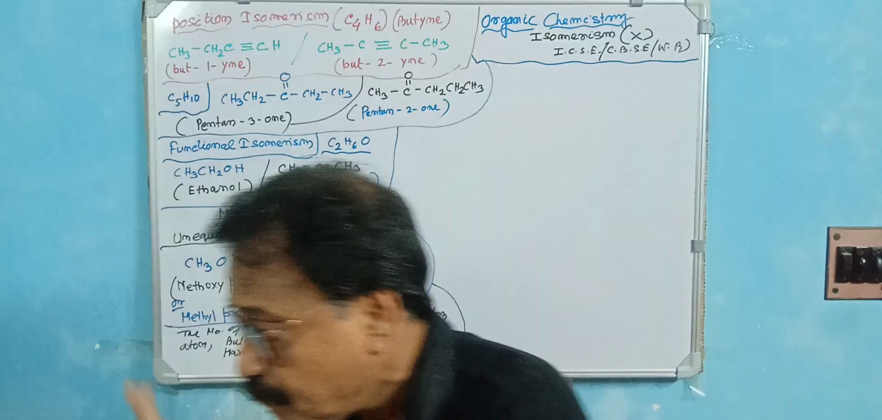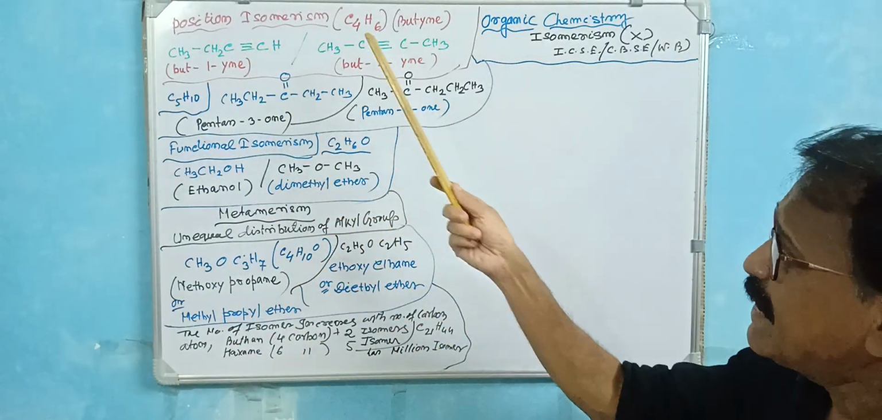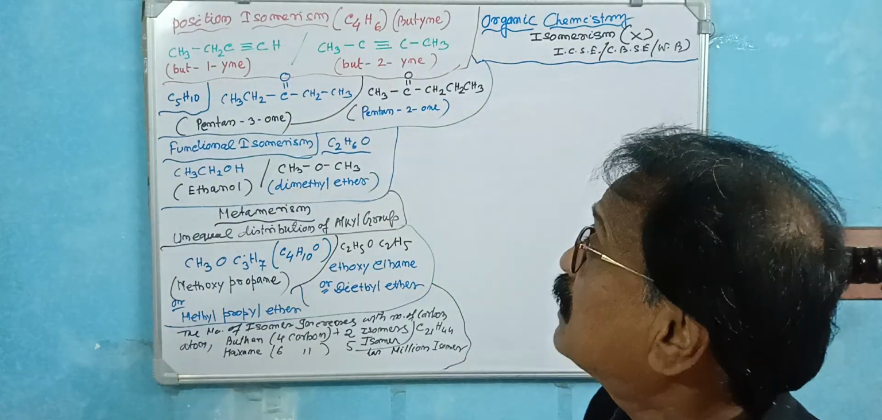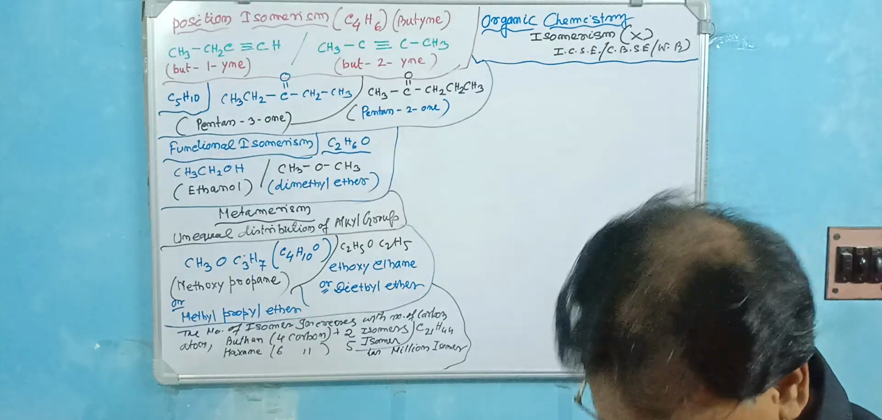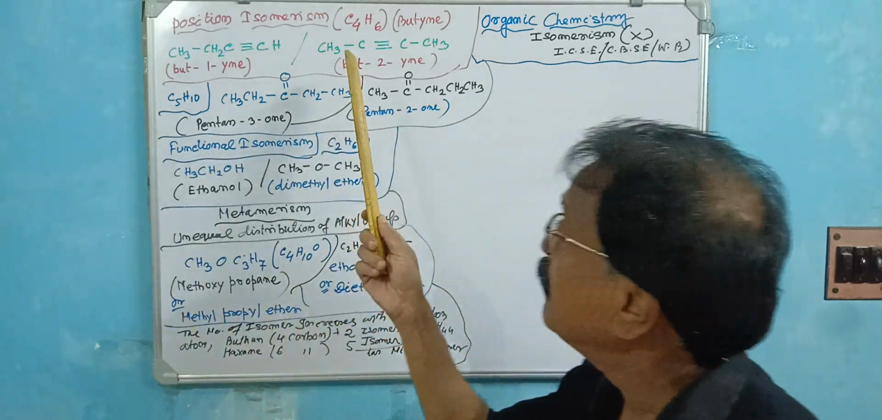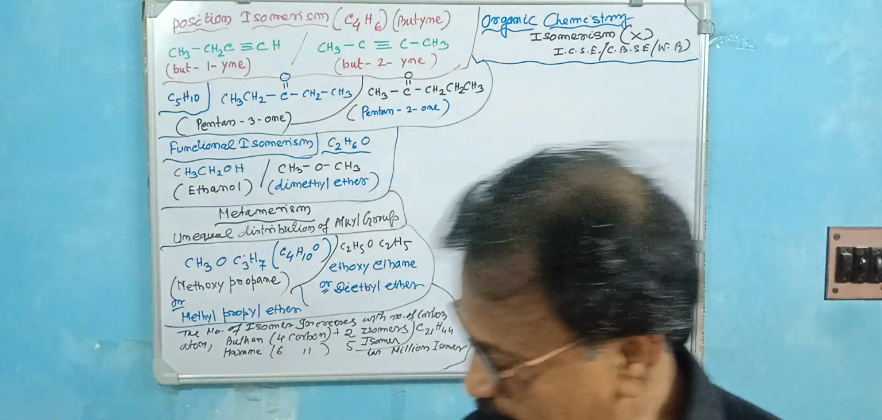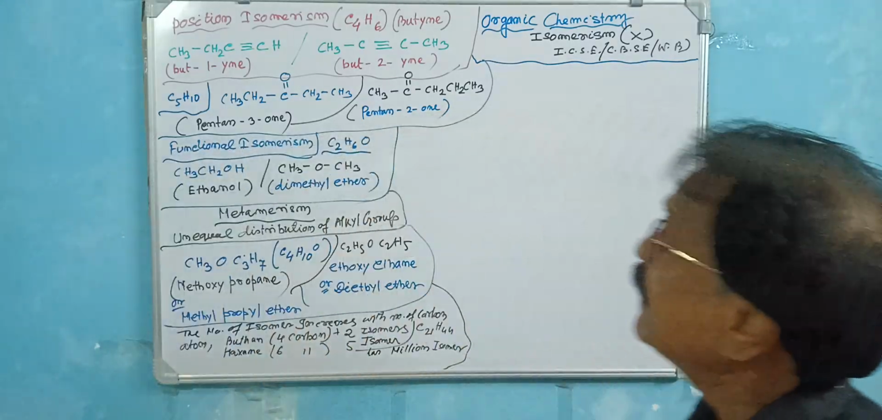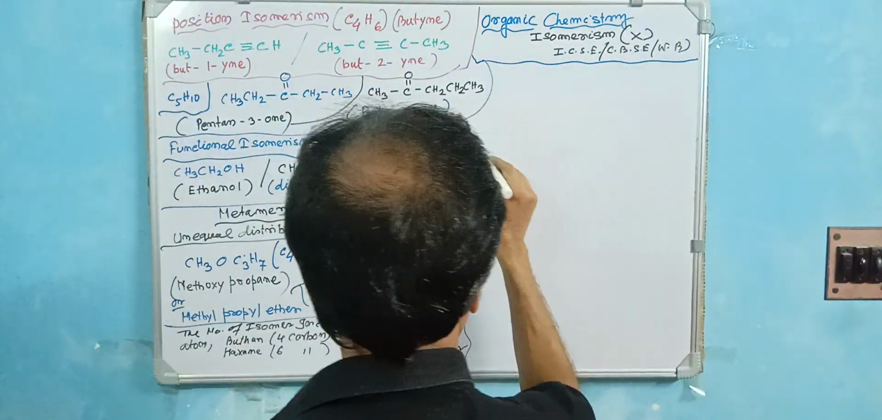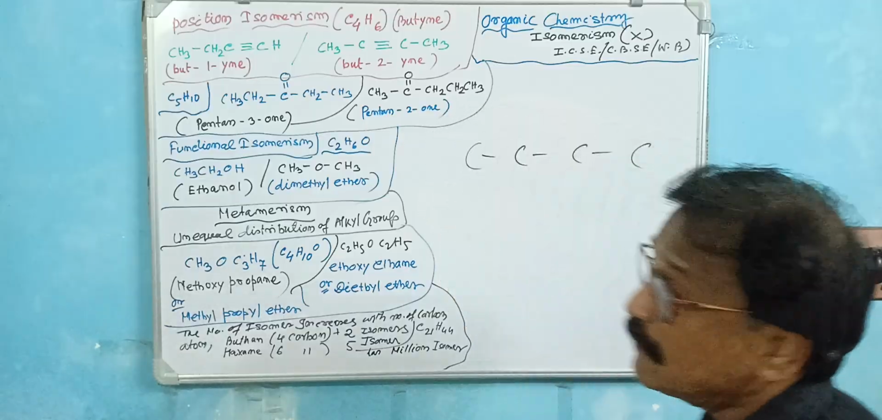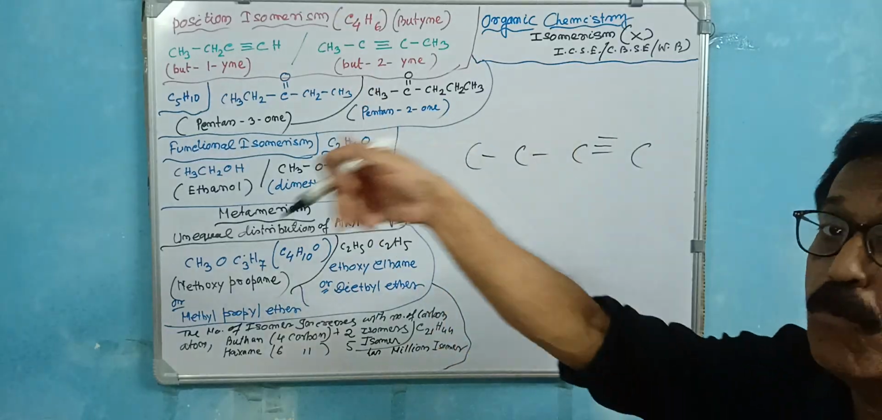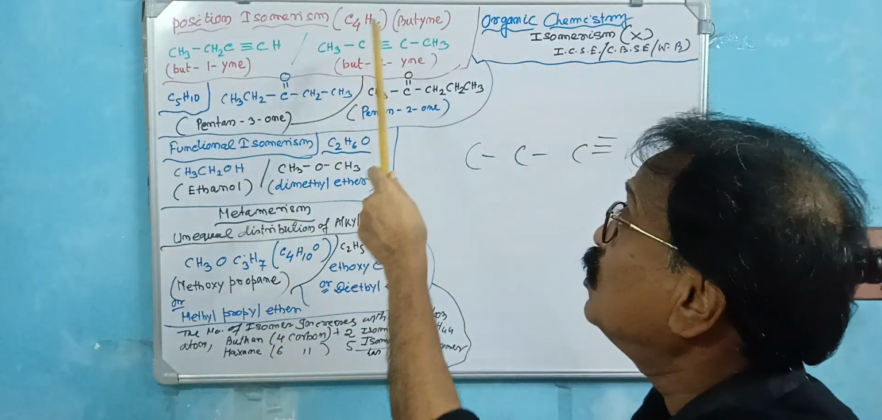Now here there is position isomerism. In case of the butyne, suppose C4H6. C4H6 actually means, suppose the structure is this. Suppose here is CH3, you just draw this, and the triple bond is here. The triple bond is the position isomerism. What is the position of the triple bond?